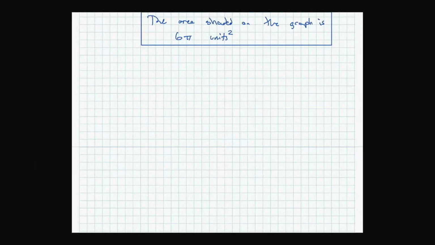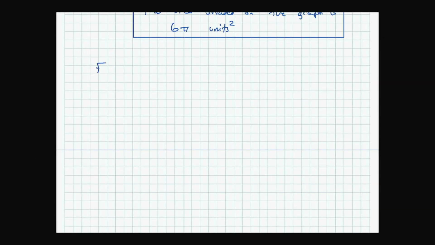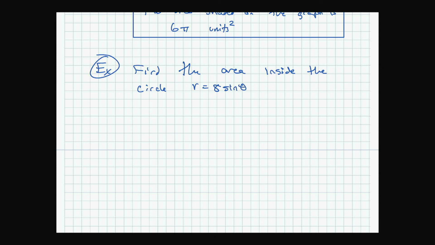Do one more of these. Maybe I'll just set up the integral. Find the area inside the circle r equals 8 sine theta and outside r equals 4.